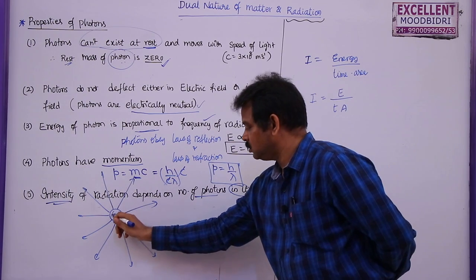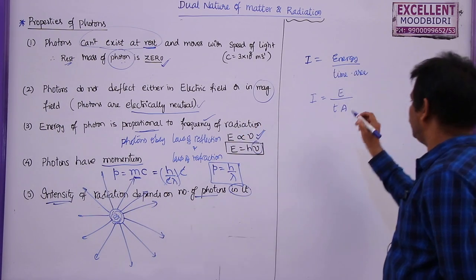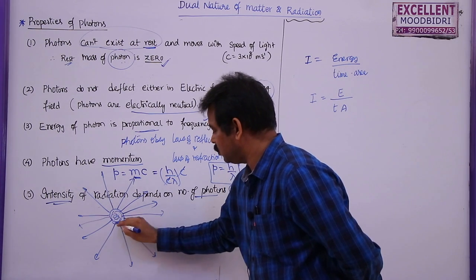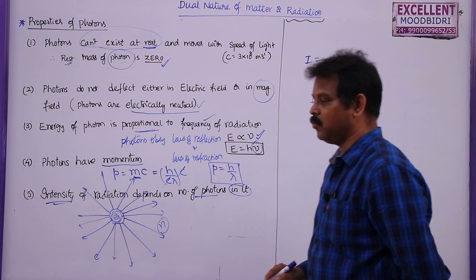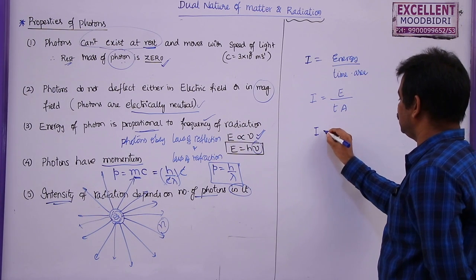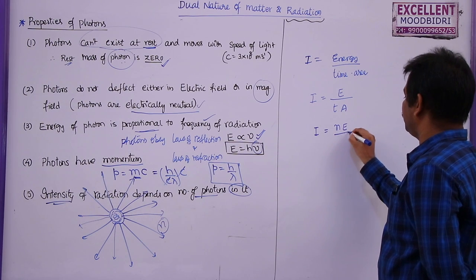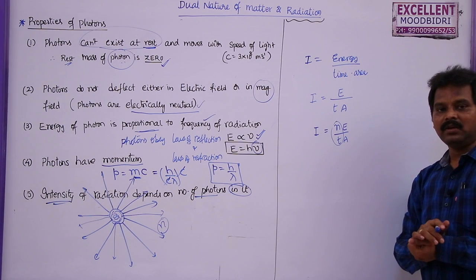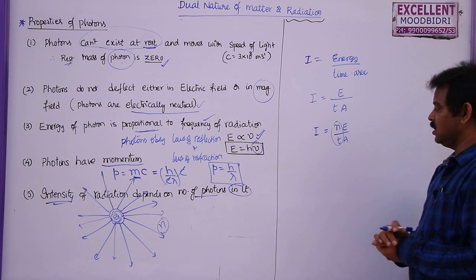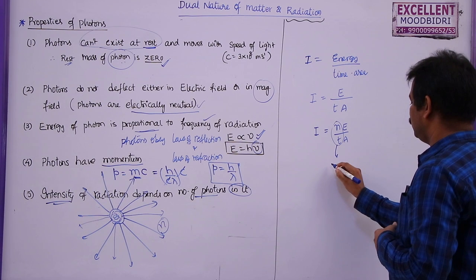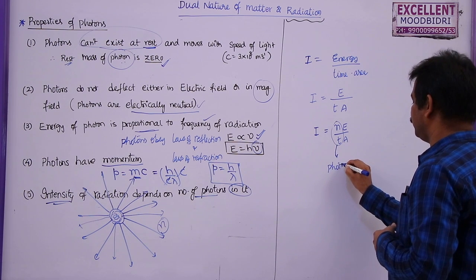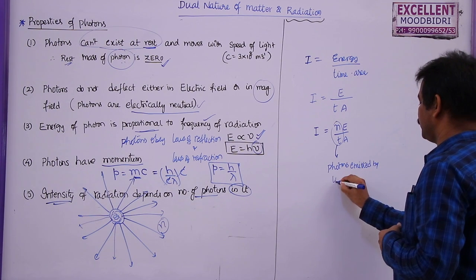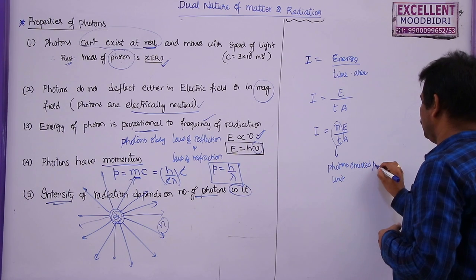If the source emits only one photon, the energy will be E is equal to h nu. If the source is emitting n photons per second, then the intensity is given by N h nu by T A. Here, what is this n by T? This is the rate at which a source emits photons per second. So this is called photons emitted per unit time.